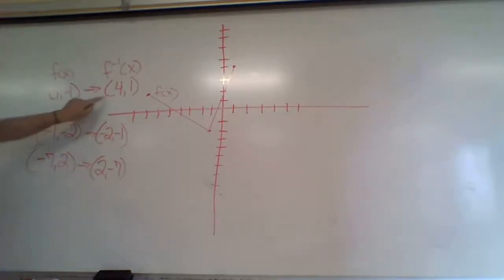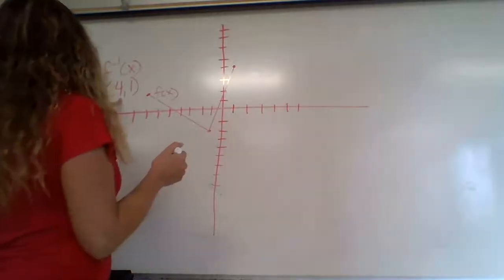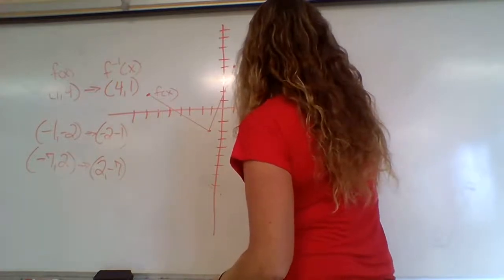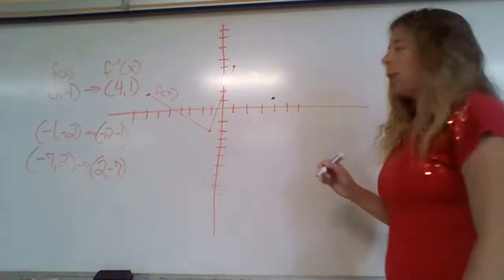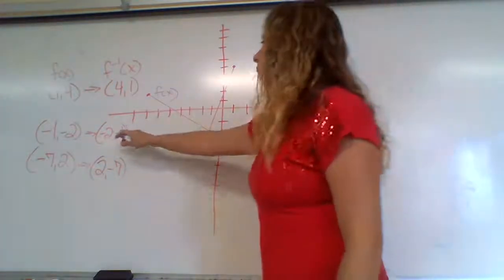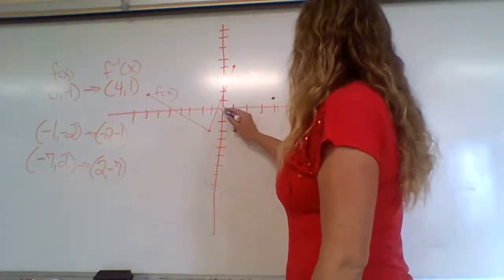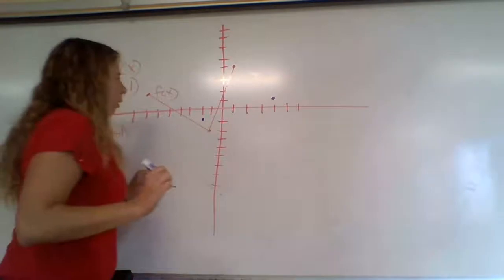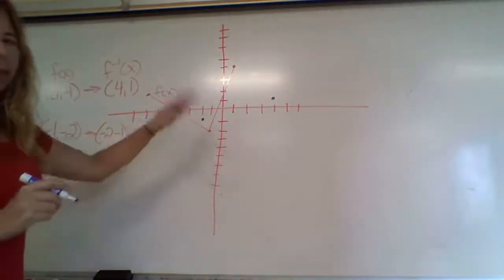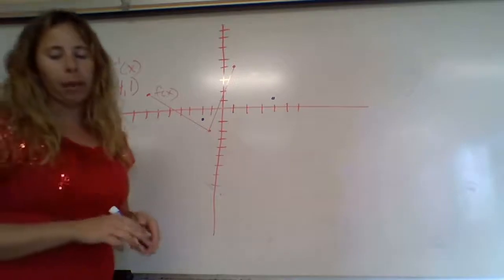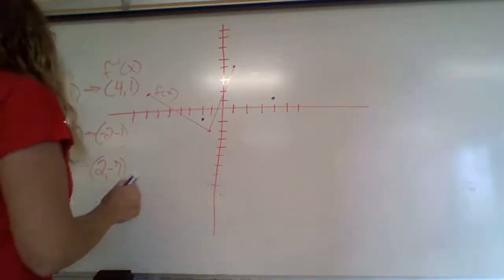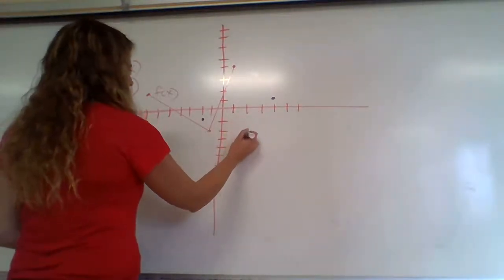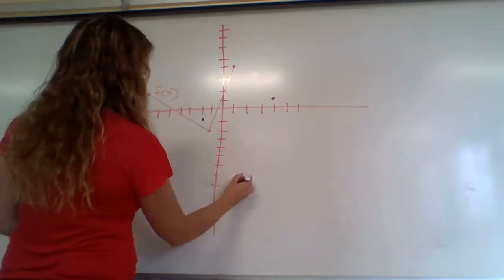So my inverse has the point 4, 1. So 1, 2, 3, 4, 1. Can you tell this is a different color? Oh yeah, you can. And then negative 2, negative 1. So these guys are pretty close. My graph won't be super accurate because I drew it by myself without having a coordinate plane, just so you know. And then the last one is 2, negative 7. So 1, 2, 3, 4, 5, 6, 7. It's like there-ish.